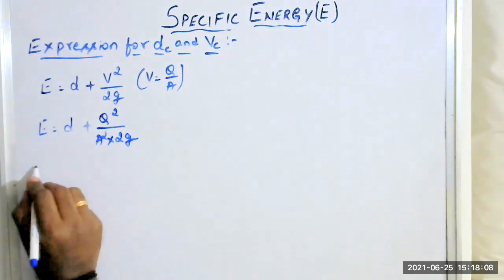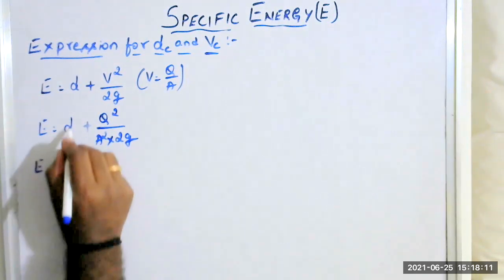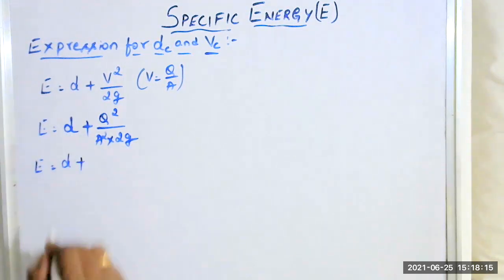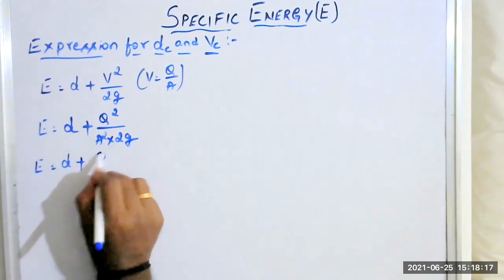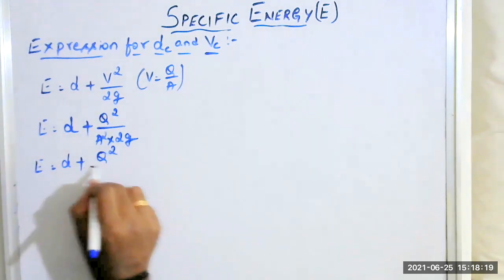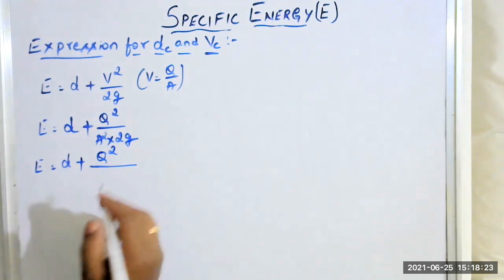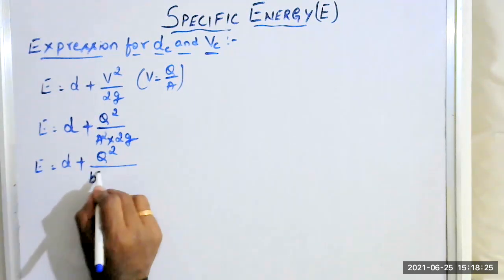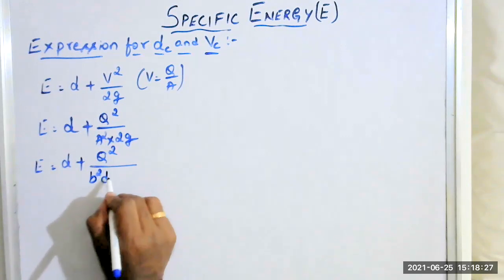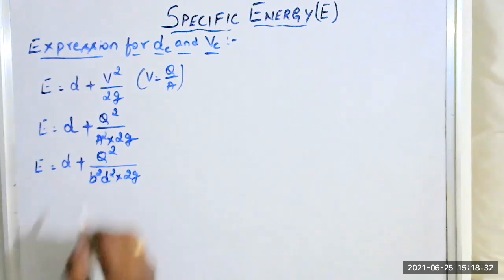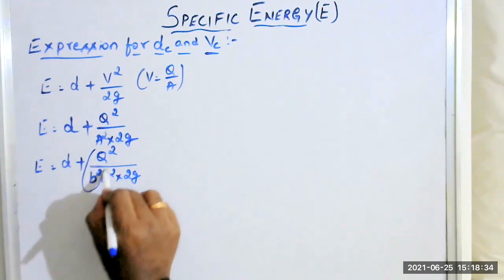Therefore E is equal to D plus, here Q square I keep as it is, divided by area. Let me take this channel section as a rectangle channel. So what is a rectangle channel area? That is B into D. Since it is A square, it is B square into D square into 2g. Okay, so you observe these two.